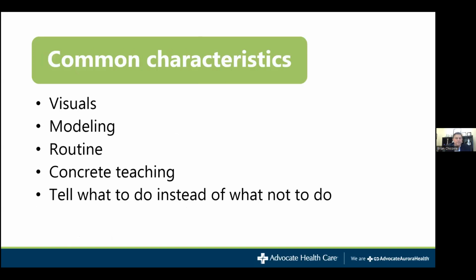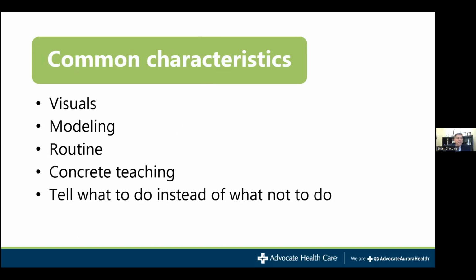Next slide. And again, we come back to the common characteristics. And I want to make sure we understand that the first word is common. Again, not universal, but these are things we see frequently, and so we do talk about them pretty regularly.